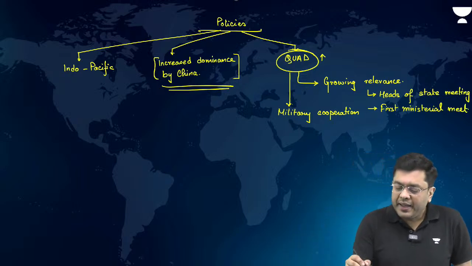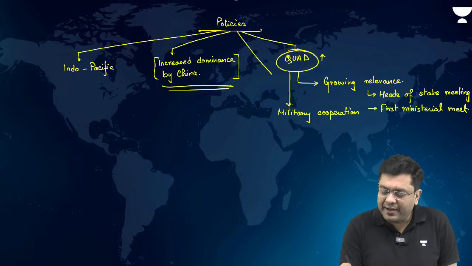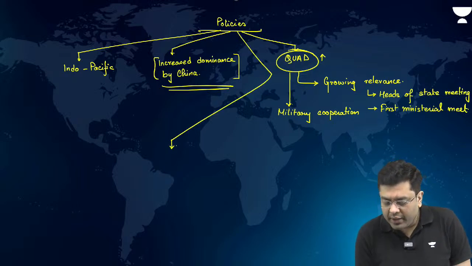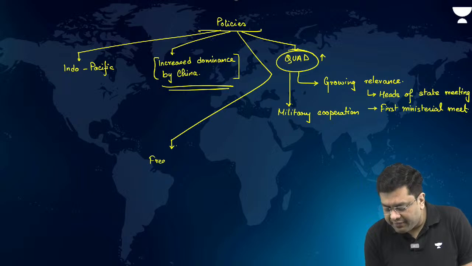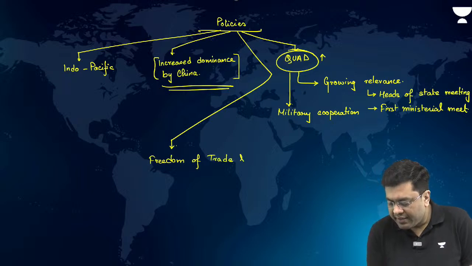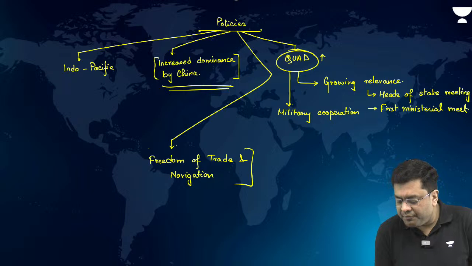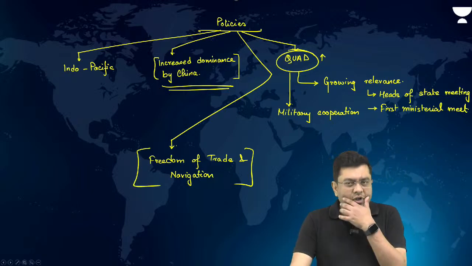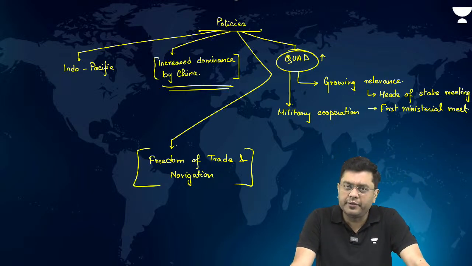Right? Now, in this region, another factor that has been increasingly stressed upon is the freedom of trade and navigation, to counter China's expansionism. Now, this is again a principle that India and the US converge upon. They agree upon this principle as well. So, this is where our cooperation is expected to increase further in the second phase of the Trump administration.